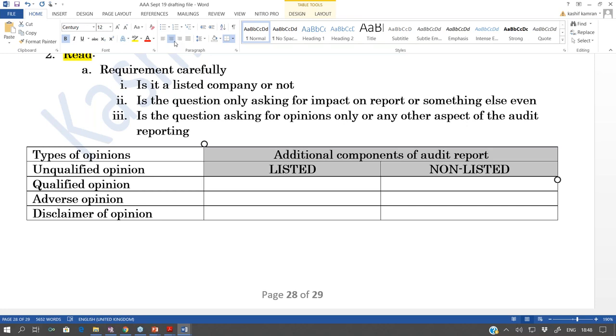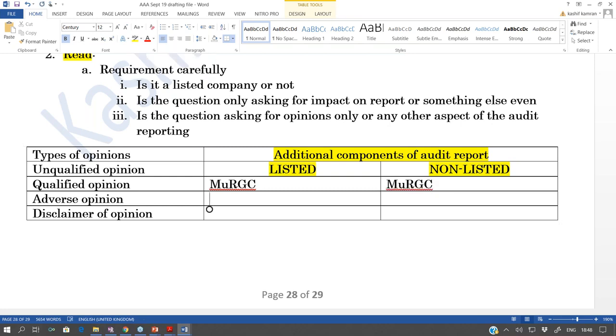Okay, now additional components for listed and non-listed. Number one, material uncertainty relating to going concern is a component for a listed company and is also a component for a non-listed company. So that's the same. It can come in both contexts.